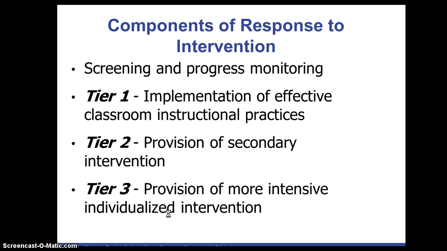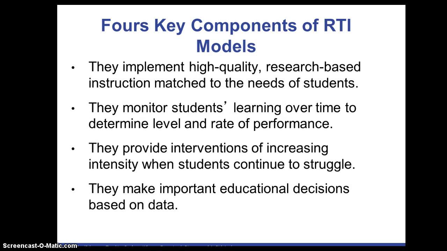So here are the components of response to intervention. The first is Tier 1. In Tier 1, we're going to implement effective classroom instructional practices for all the kids in the room. Tier 2, we're going to give secondary intervention, so on top of what we're already doing in Tier 1. That means the kids don't leave the general ed classroom, it's just that we add instruction on top of what we're already doing. And then Tier 3 is more intensive, individualized instruction.